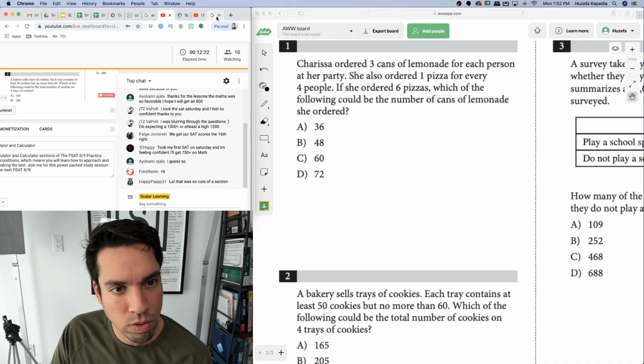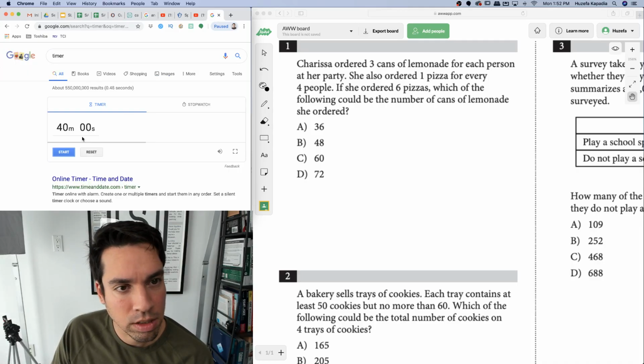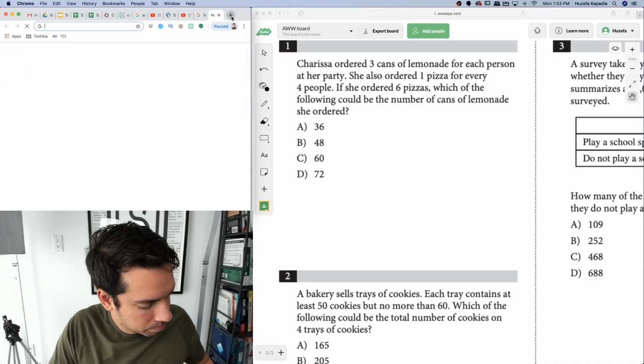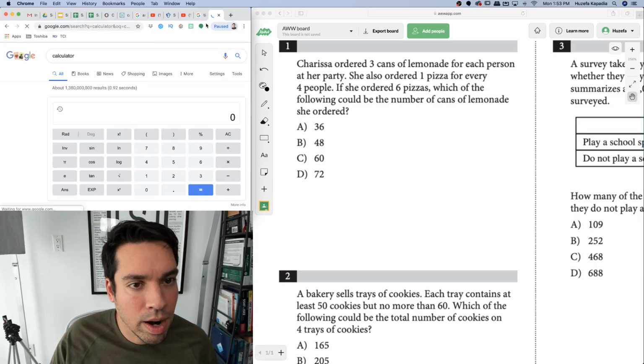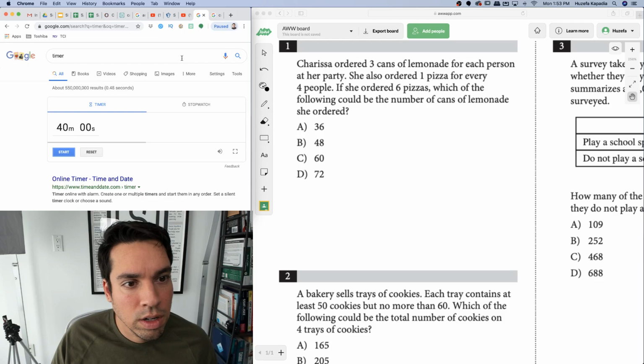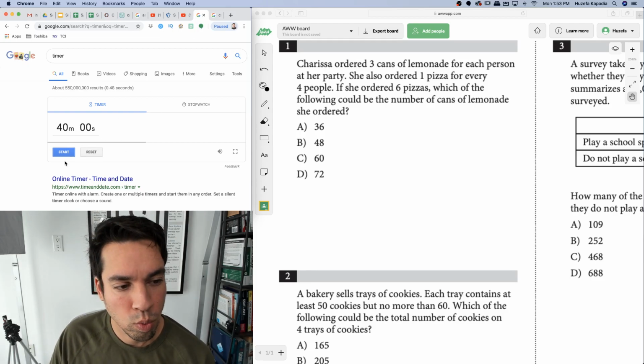All right, PSAT 8-9. Let's keep it going. Timer, 40 minutes. Oh, we need a calculator. All right, we're queued up, ready to go. 3, 2, 1. Let's do it.